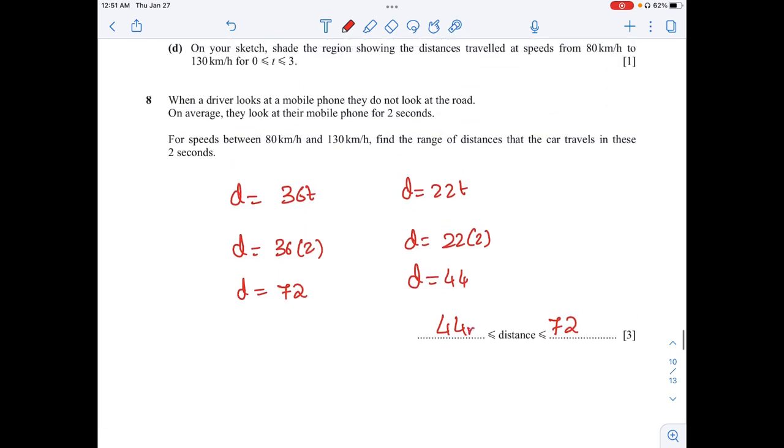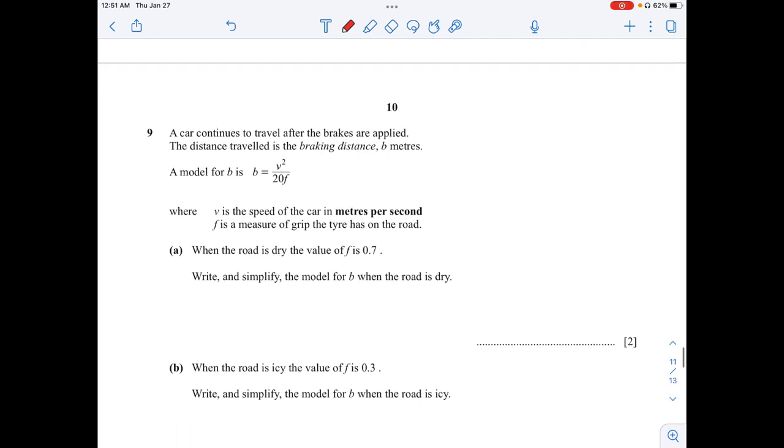And don't forget to write the units, meters, that do cost the marks. A car continues to travel after the brakes are applied. Once the brakes are applied, the car will be continuing to travel. The distance traveled is the braking distance, and it is B is equal to V squared upon 20F.